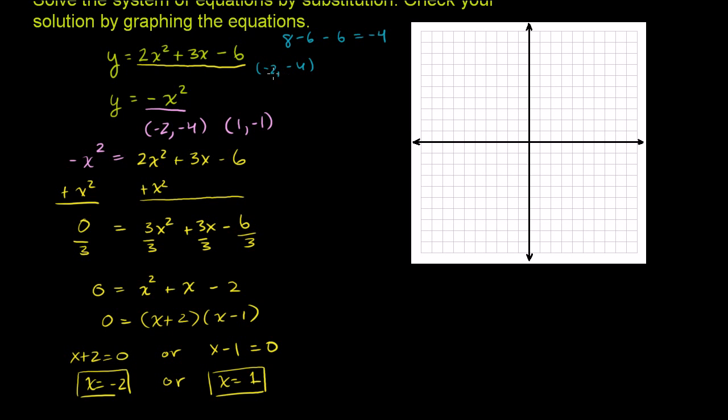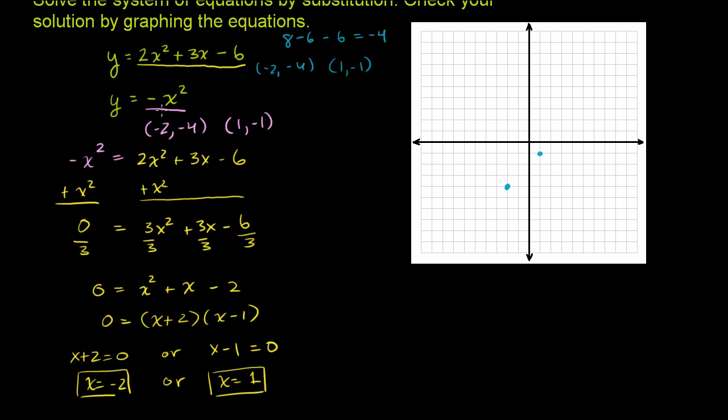So they intersect there. And then if I put 1 into this, I get 2 plus 3 minus 6. 2 plus 3 is 5, minus 6, when x is 1, which is negative 1. So the point 1, negative 1 is also on this top graph. So we can plot these points. Negative 2 comma negative 4: negative 2, 1, 2, 3, 4 is right there. That's going to be a point of intersection. And then we have the point 1, negative 1, which is also going to be a point of intersection there.